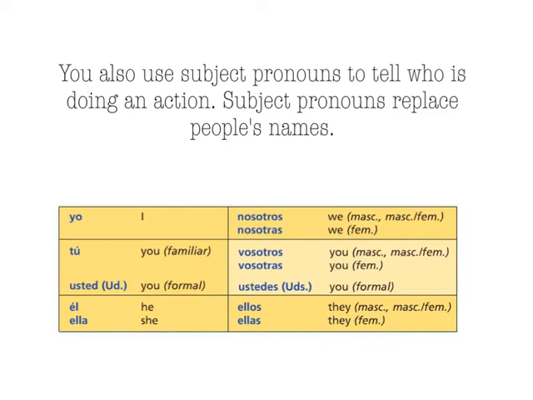So like I just mentioned, you can also use subject pronouns to tell who's doing an action. Subject pronouns replace people's names. So the subject is the person who's doing the action, and the subject pronoun is when you replace the Gregorio or Sara with he or she, él or ella. So in English, you can see what our subject pronouns are here. We have I, you, he or she, we, you, and they. And what we're going to learn today is to use these in Spanish.